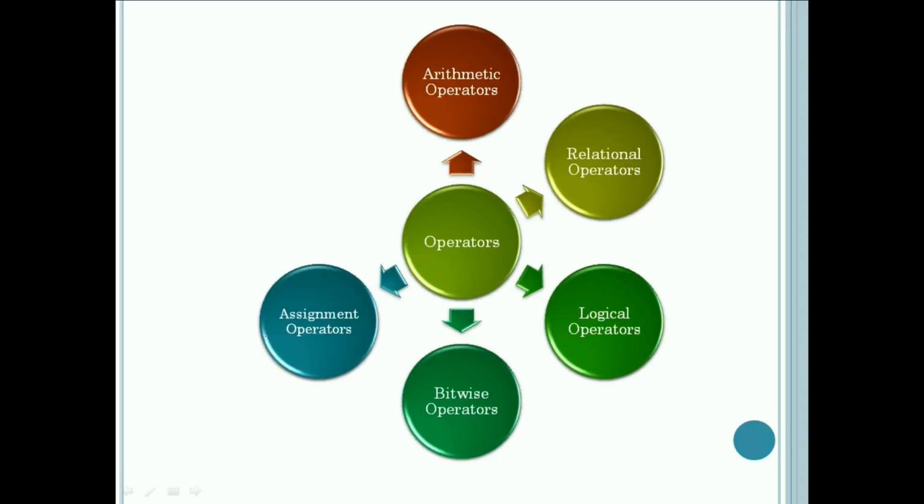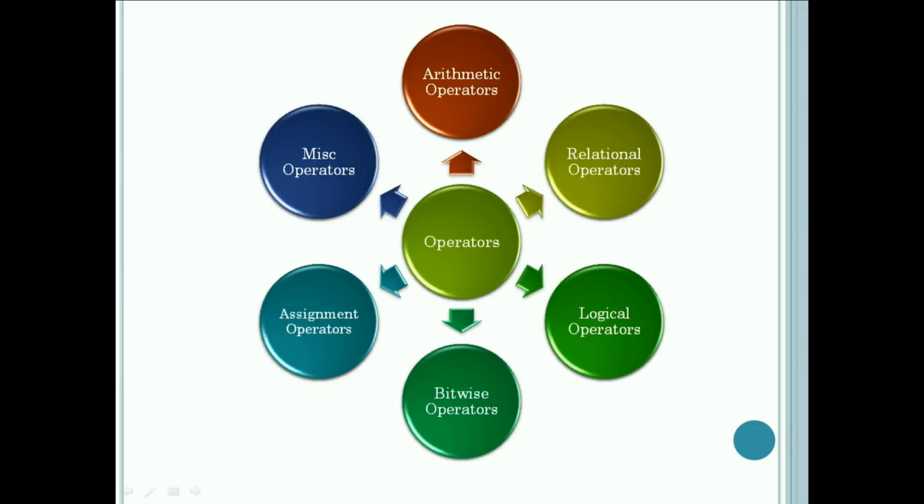The next one is assignment operators, which assign values from the right operand to the left operand. As we have seen in the previous example, int n is equal to 50, the value 50 is assigned to n. That equal to is an assignment operator here.